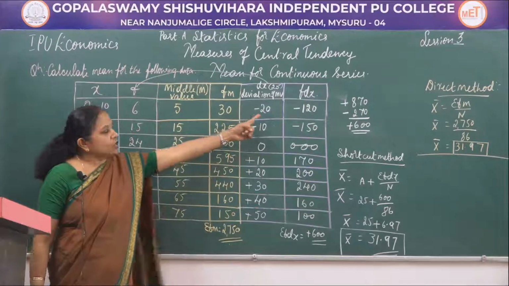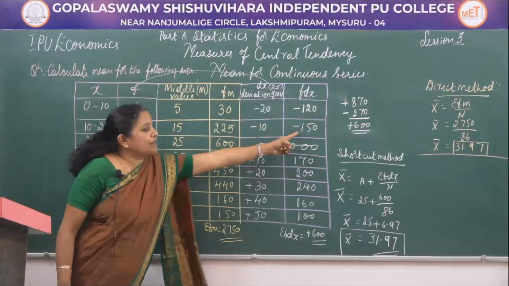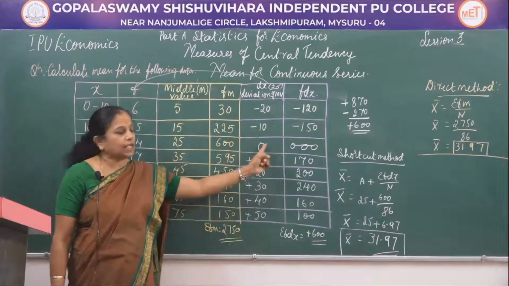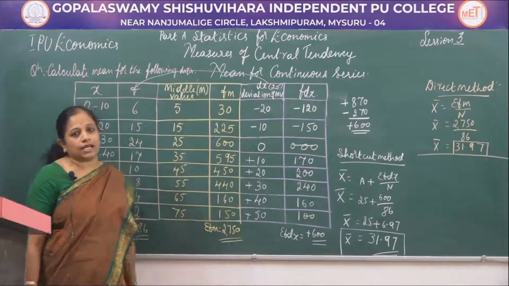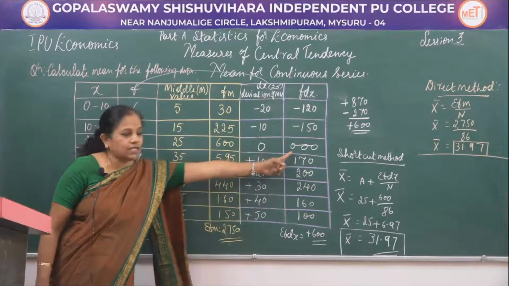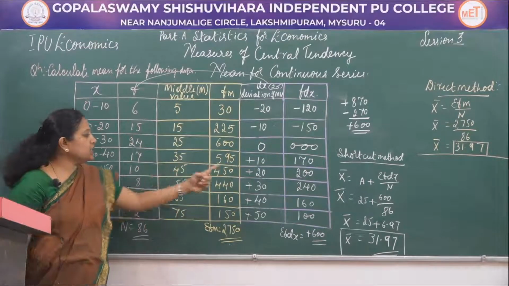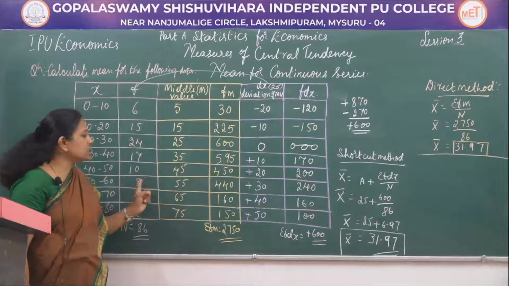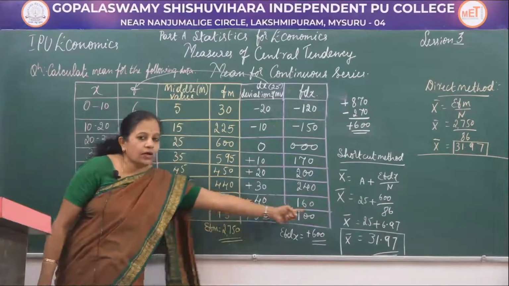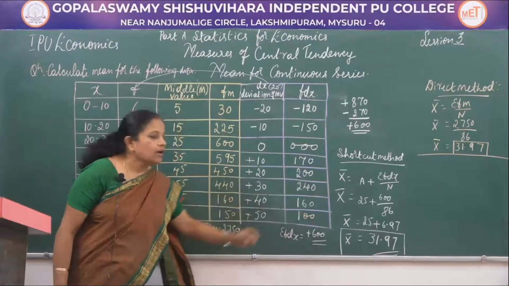6 into 20 is 120, 15 into 10 is 150. Since in both cases we have the minus sign, we have to carry it as it is. Next, 24 into 0 is 0, 17 into 10 is 170, 10 into 20 is 200, 8 into 30 is 240, 4 into 40 is 160, and at last we have 2, and 2 into 50 is 100.